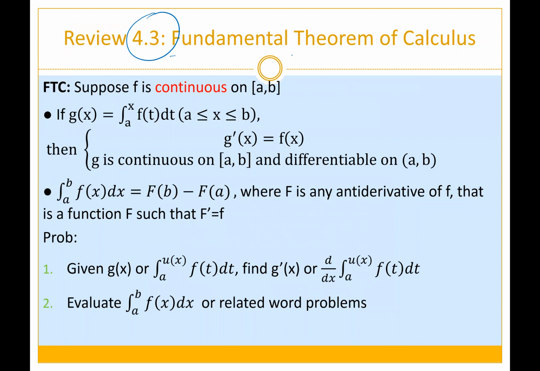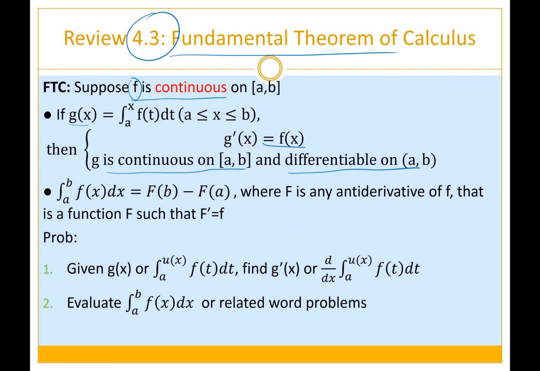First off, we have 4.3, the fundamental theorem of calculus. It says that suppose f is continuous from a to b, then g(x) is the integral from a to x of f(t) dt. Your function f has to be continuous for this g(x) to exist. Then the conclusion is that g prime of x, the derivative of g, is going to be f. And g is continuous on this interval as well, and also differentiable on this interval. Of course, it's differentiable because when you differentiate g, you get f(x), and so it's continuous.